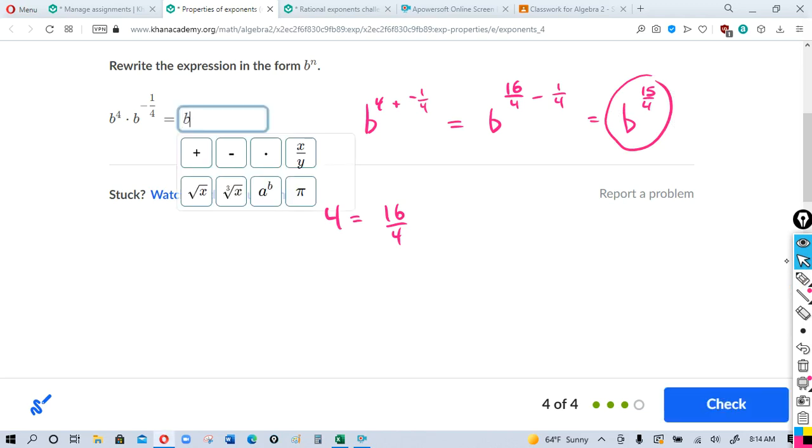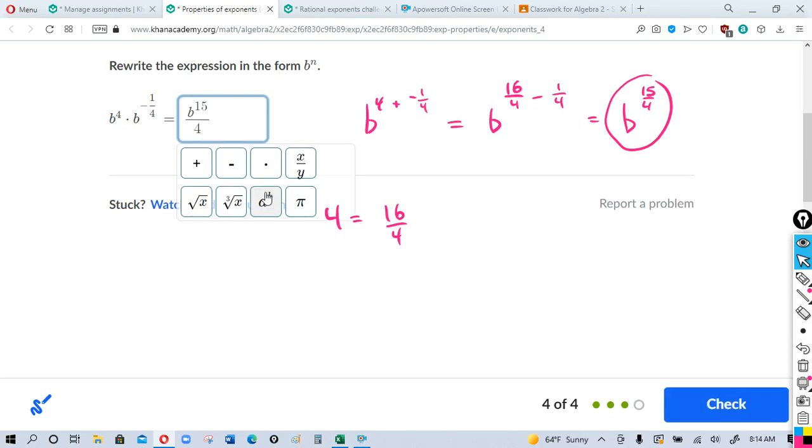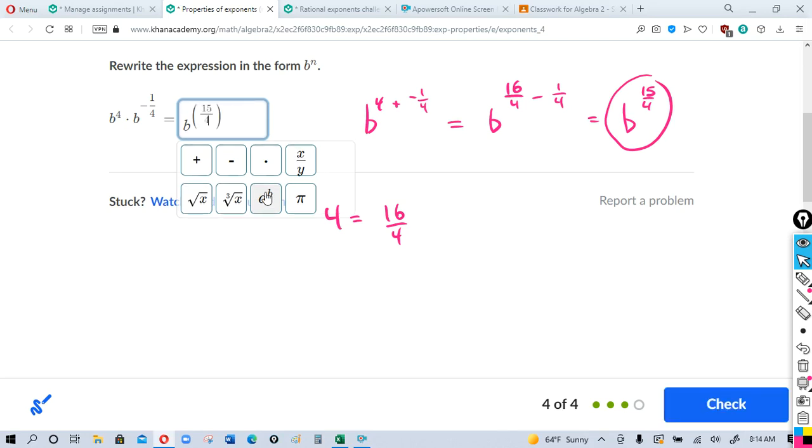So I type b. I hit the exponent button. And I'm going to use parentheses for the exponent. Because if I type 15/4, it messes it up. So we can't do that. So I'm going to use parentheses for the exponent, and then type 15/4. It's b to the 15 over 4, just like I had.